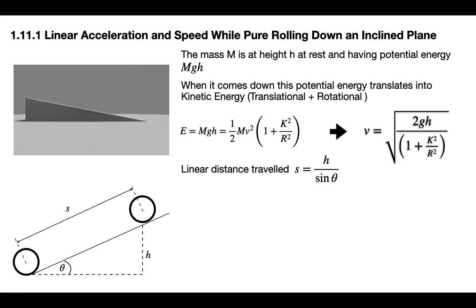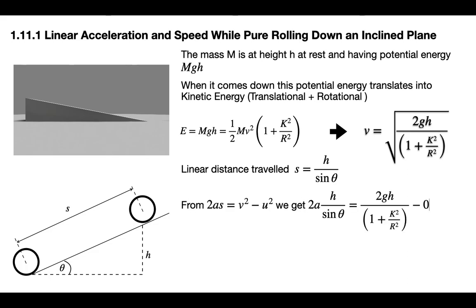So linear distance traveled: if it travels an inclined distance s, we can write in terms of height h, s is equal to h by sine theta. As you can see, you can derive this from the trigonometry of that figure. And you know the translation formula 2as is equal to v square minus u square. If you use that, you can put s is equal to h by sine theta.